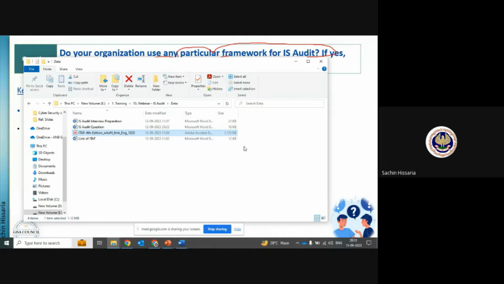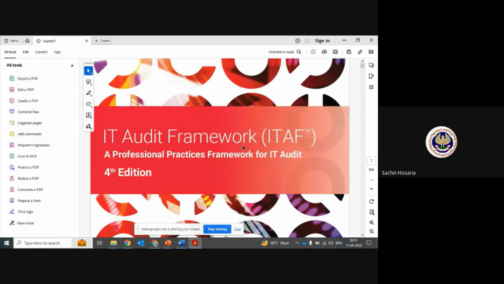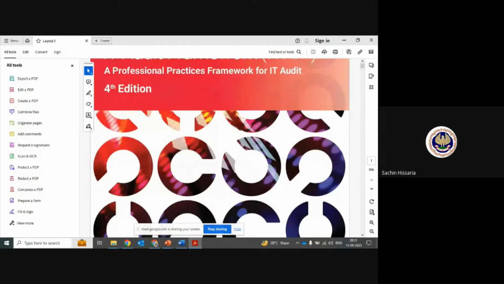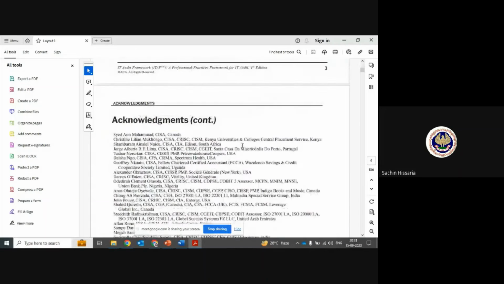Okay, so I should know what this ITA framework is. This is a very, very popular framework for audit. You can also go through this framework.